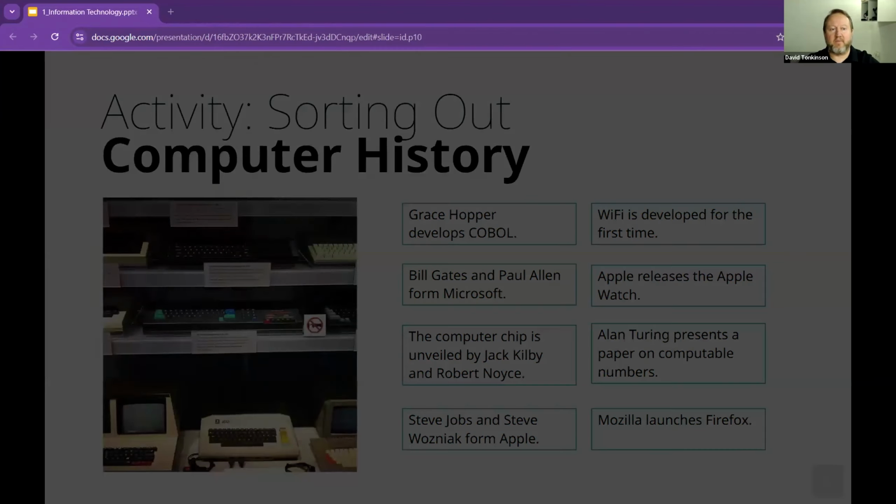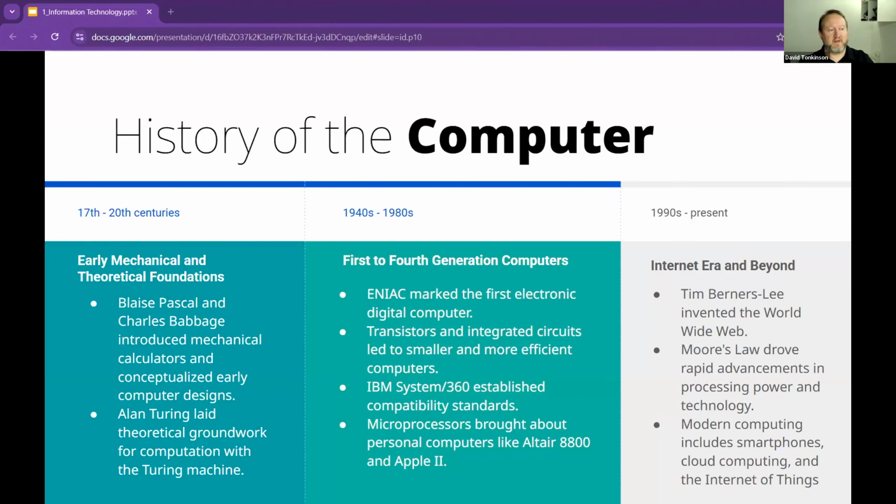Okay, so let's move on then. So let's have a little look at the timeline here. So the history of computers. So 17th to 20th century was considered the early mechanical and theoretical foundations. So this is Pascal and Babbage basically getting involved in calculations, conceptual early computer design. Alan Turing basically producing his theories on mathematics and a groundwork with computation with the Turing machine.